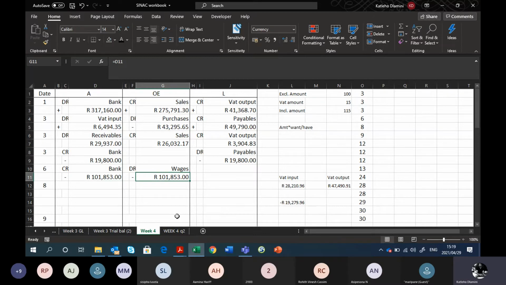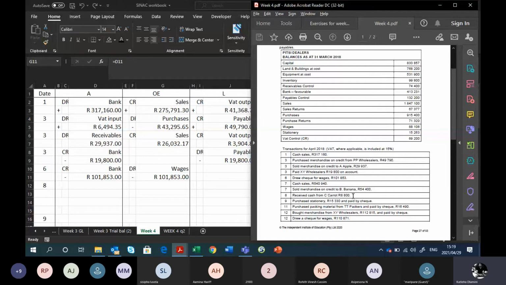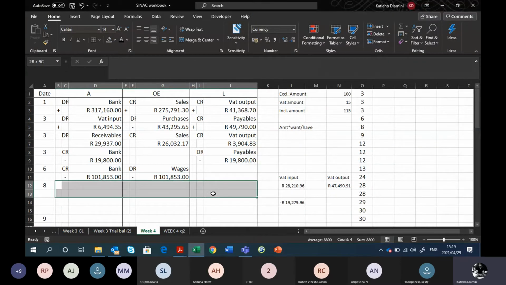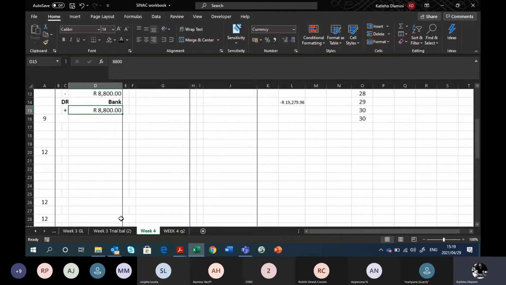On the 8th, received cash from C-Carrot for 8,800. If you receive cash from somebody who's not the owner, they were your debtor. So receivables is being credited, and your bank account is being debited because you're receiving money.